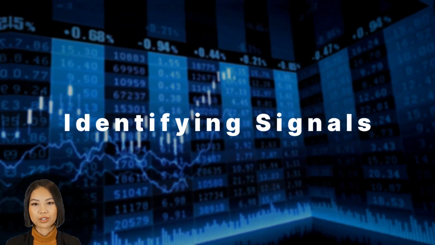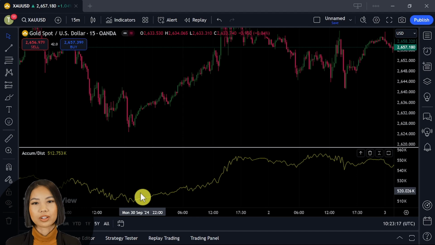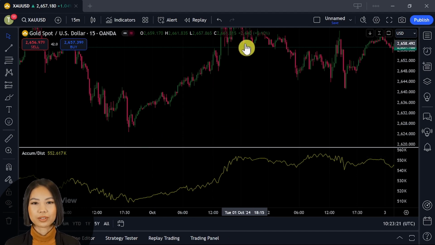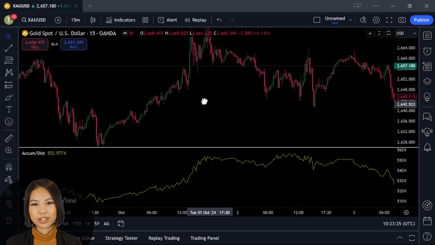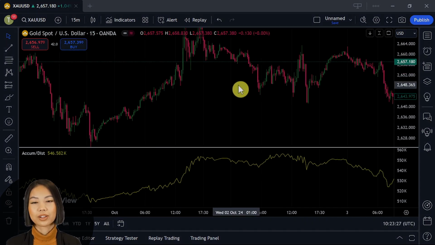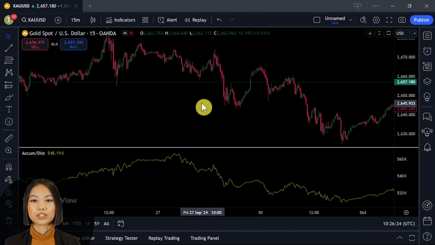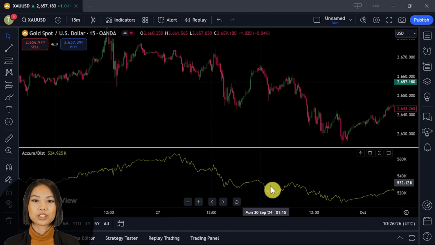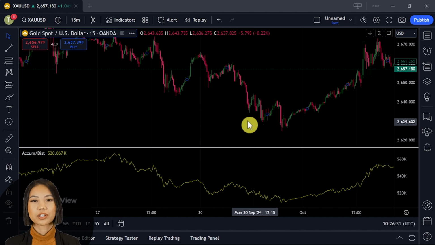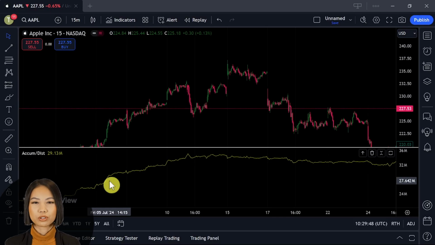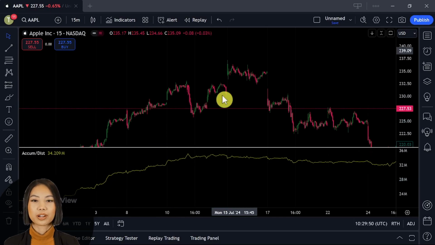Identifying signals: when the ADL is moving upward, it shows that buyers are in control and accumulation is taking place. This can be a signal to consider buying, especially if the price is lagging behind this movement. Conversely, when the ADL starts trending downward, it suggests that sellers are taking over and distribution is happening, which could signal a selling opportunity. It's important to look for divergence between the ADL and price.